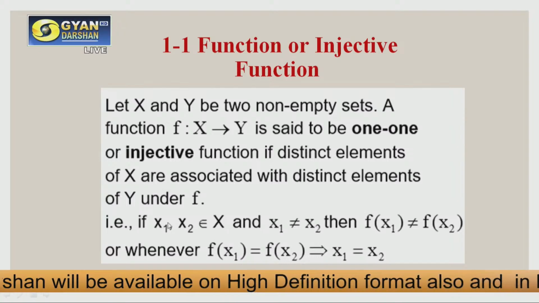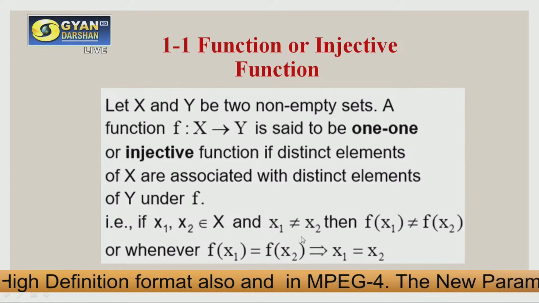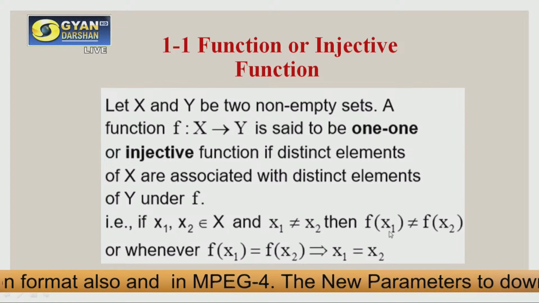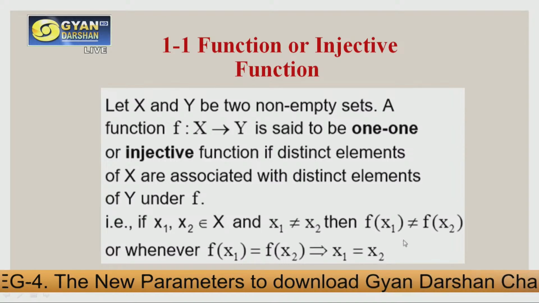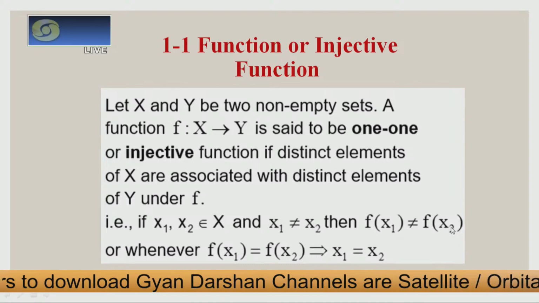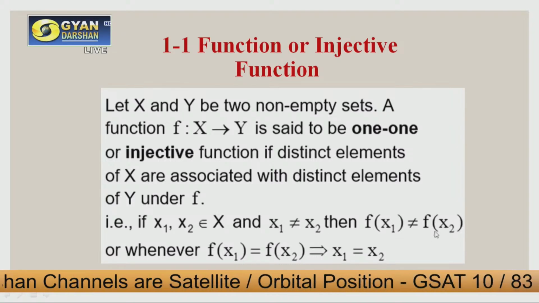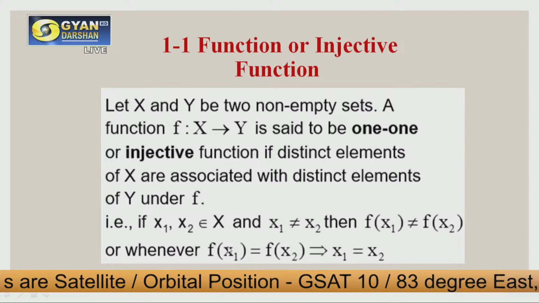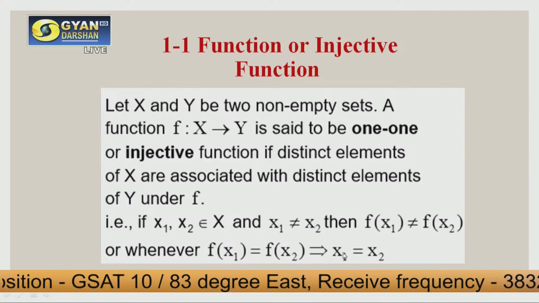Or you can say, if you take 2 elements x1 and x2 in X and they are different, x1 is not equal to x2, then their images should be different. Mathematically, we use the technical word image. f(x1) means the image of x1, and f(x2) means the image of x2. So if x1 and x2 are different, then their images should be different. Or you can say that if the images are the same, then the inputs should be the same.